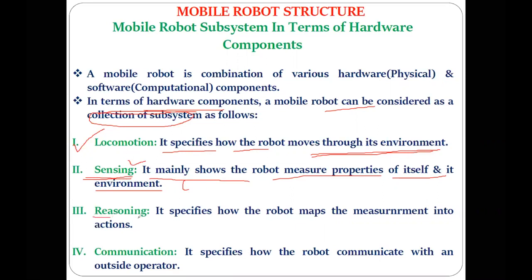Then we have reasoning. Reasoning specifies how the robot maps the measurement into the action. Here we have the component, a controller. What does the controller do? The controller receives the information, processes that information, and accordingly the action is performed by the other components. So the reasoning subsystem of the robot specifies how the robot maps the measurement into the action. Mapping the measurement into the action means what? What do you mean by this?